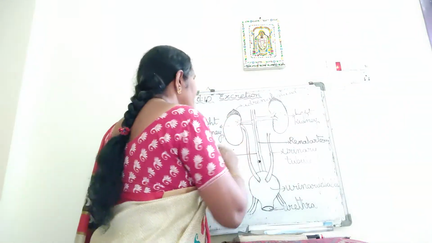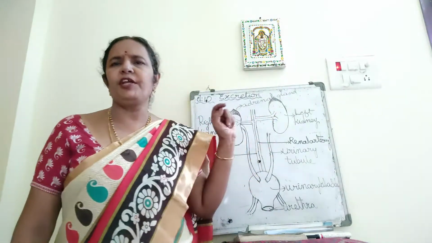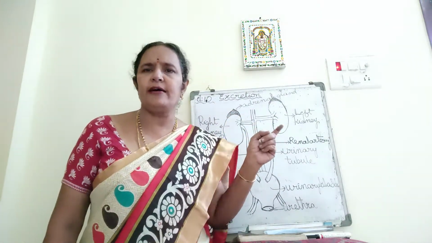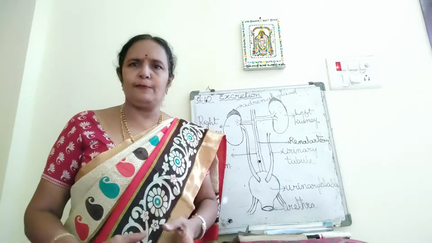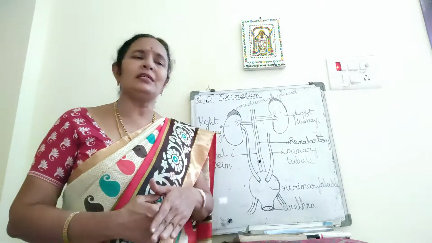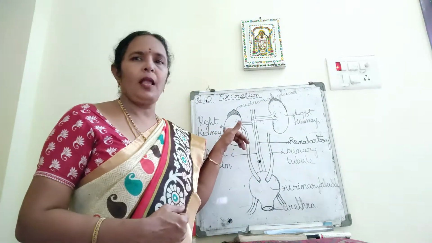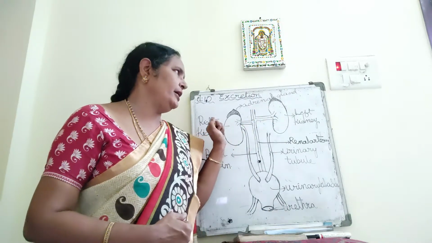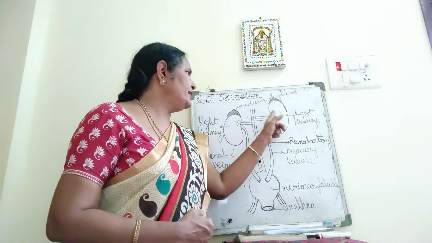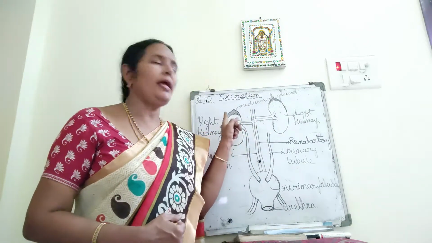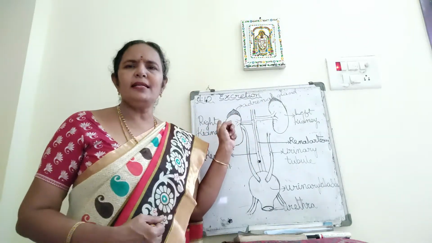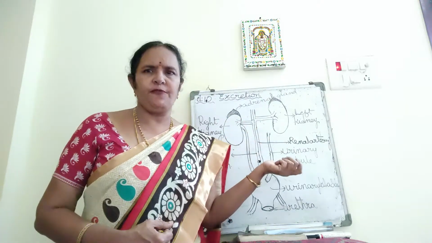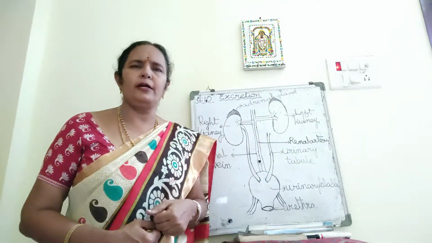The right kidney is a bit lower than the left kidney because the liver is on this side. The liver is the largest gland in our body. It occupies a large space, so it pushes the right kidney down. That is why the right kidney is a bit lower than the left kidney. Above these kidneys, there are a pair of glands called adrenal glands. But this adrenal gland does not involve in excretion. Its function is different. In the endocrine system, you can learn that.